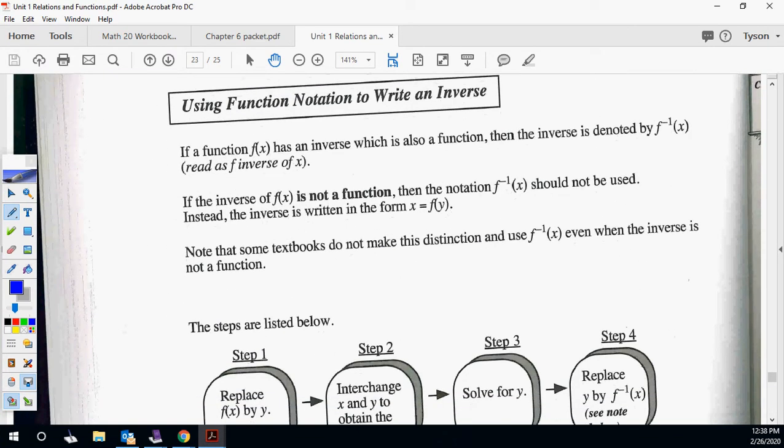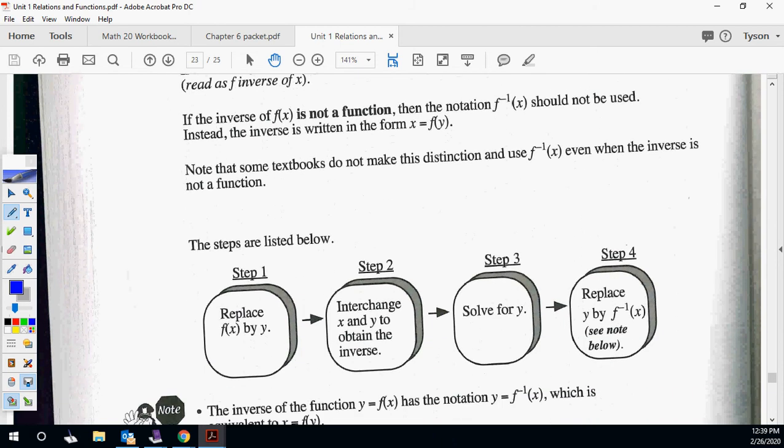All right, using function notation to write inverse. If a function f of x has an inverse, so it's important to understand, see how it says if the function has an inverse? So it has to be a function to use this. We want to make sure we don't write it in the false notation. But f to the -1 signifies inverse function. F to the -1 stands for inverse function. If the inverse is not a function, then we cannot use that notation.